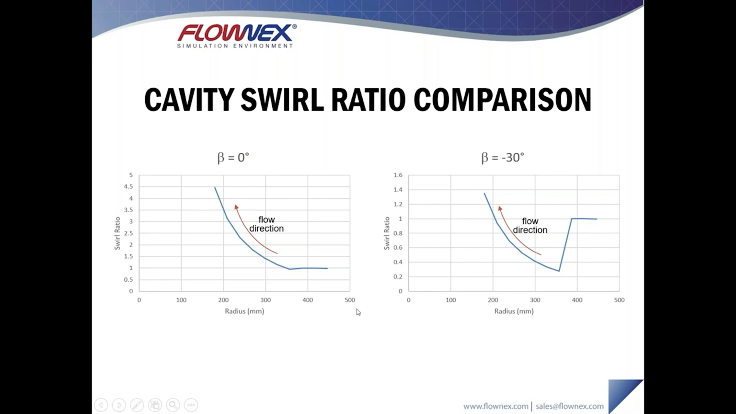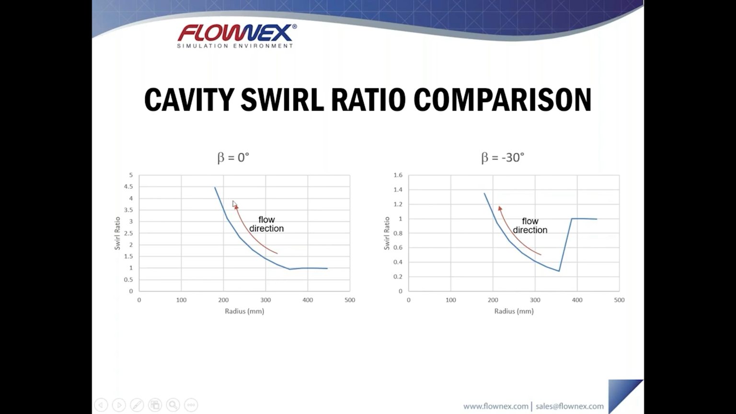This is for the case where there is no forward or backswept angle, so beta is 0, and this is for the case where the backswept angle is minus 30 degrees. In both cases, you'll notice that as we move radially inward through our cavity, we see an increase in the swirl ratio. The air that enters the cavity has a fair amount of angular momentum, and as that air is forced to travel radially inward, we see its tangential velocity increase as a result.